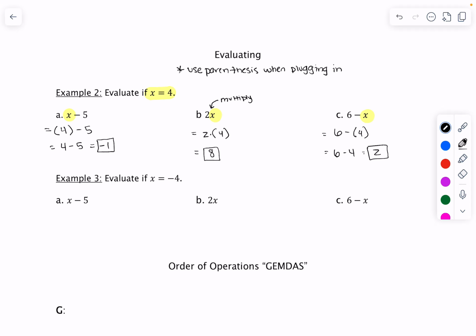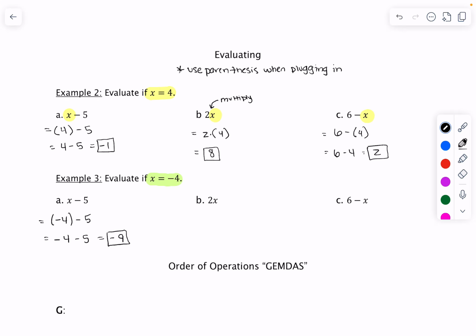Okay. Example 3, evaluate now if x equals -4. So now we're dealing with something a little trickier, and that's, well, what if x is a negative number? This just means we have to be a lot more careful. So for letter A, we're going to have -4 minus 5. We can drop the parentheses because there's nothing in front of it. So then I have just -4 minus 5. That's going to give me -9. I owe you $4 and I owe you 5 more, I owe you $9. So those two negatives are going to give you a negative when you subtract them.